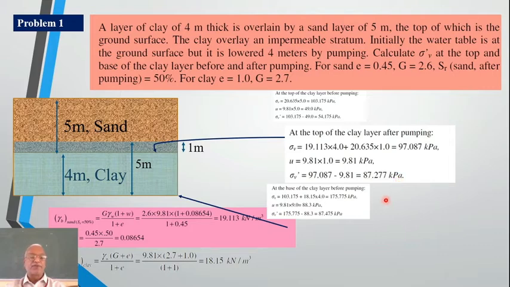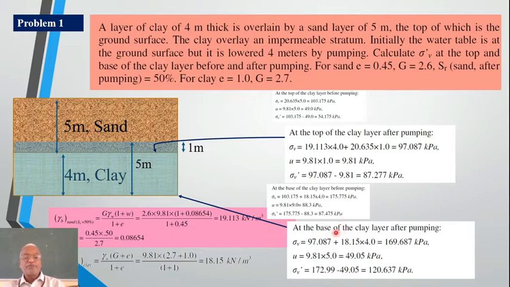87.277 kilopascals. Now at the bottom, similarly, this 97.087 up to this level is there, plus it is below the water table, that's why 18.15 into 4, that becomes 169.687. U will be 9.81 into 5, only 5 meters. Then sigma dashed V becomes 172.99 minus 49.05, which will give you 120.637.